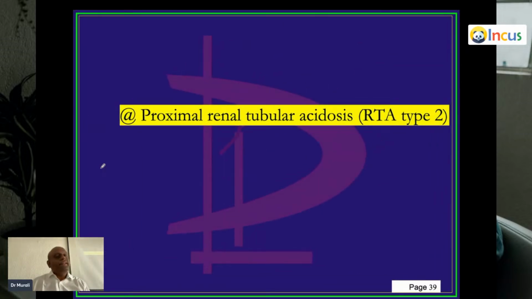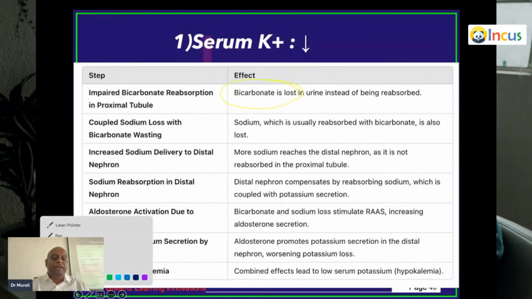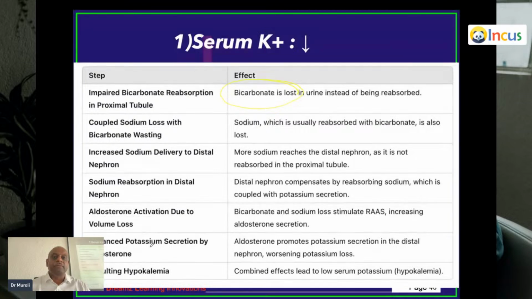You are done. Then comes proximal RTA. Proximal RTA is more or less similar to Fanconi, which we started today morning as the first topic. Proximal RTA also leads to low serum potassium levels. Let's see why. First, in Fanconi, bicarbonate is lost into urine. Will you agree or not? The proximal tubule is important for bicarbonate reabsorption, amino acid reabsorption, and glucose reabsorption. So there is bicarbonaturia.